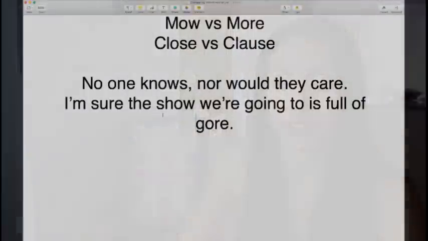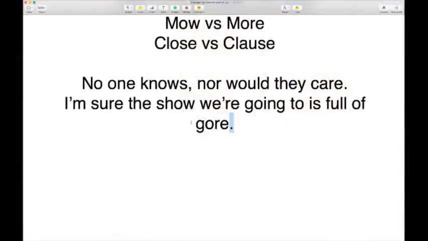Silly. Okay, so the next sentence, if everyone is happy with that, is: I'm sure the show we're going to is full of gore. So here I'm looking at sure. It's the long vowel. Sure. We're looking at the diphthong in show. Show. Going. Another diphthong. Show. Going.